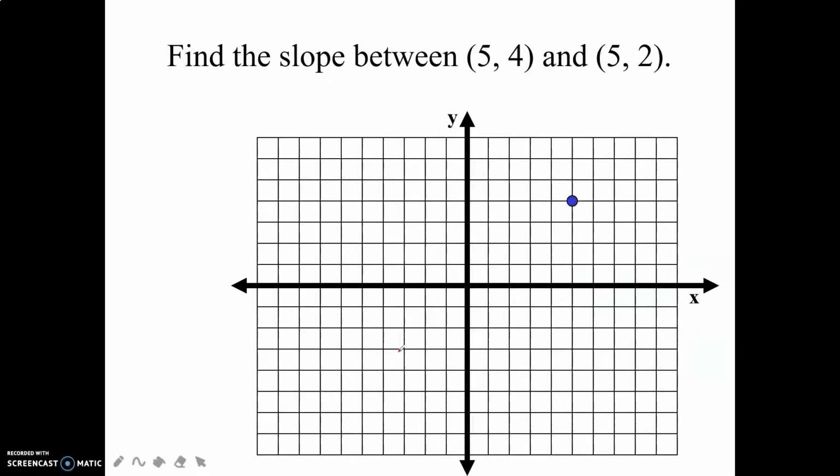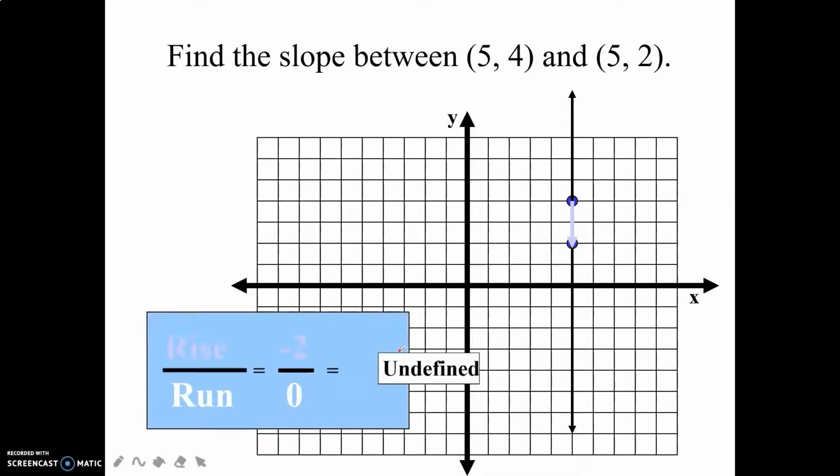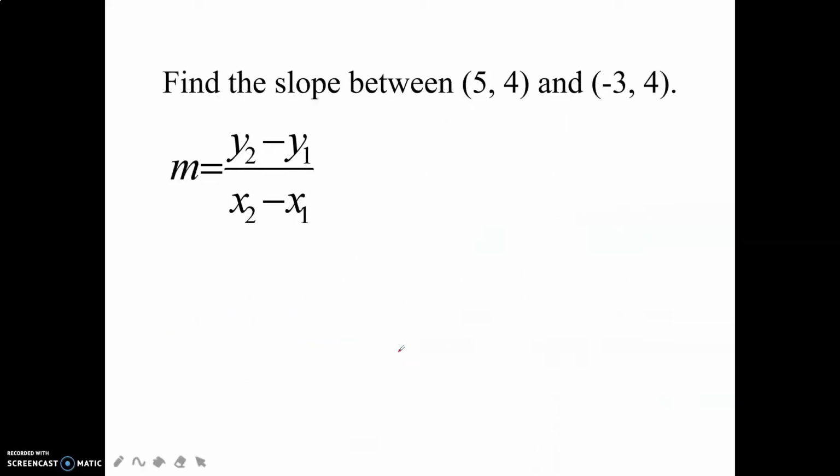Next, let's find the slope between the points (5, 4) and (5, 2). Let's graph it and apply the first method, just counting the rise and run. So our rise is negative 2, our run is 0. Still, it's undefined.